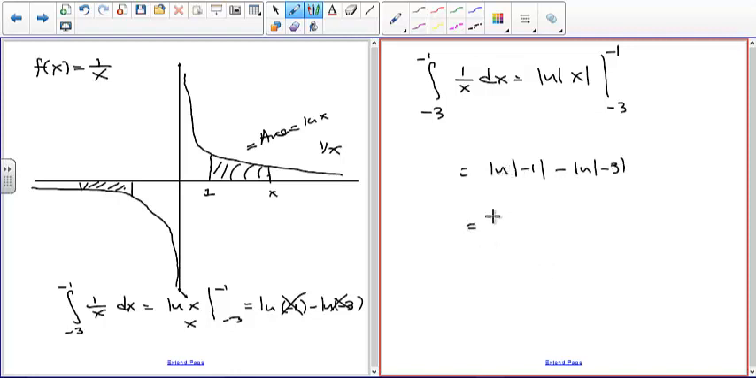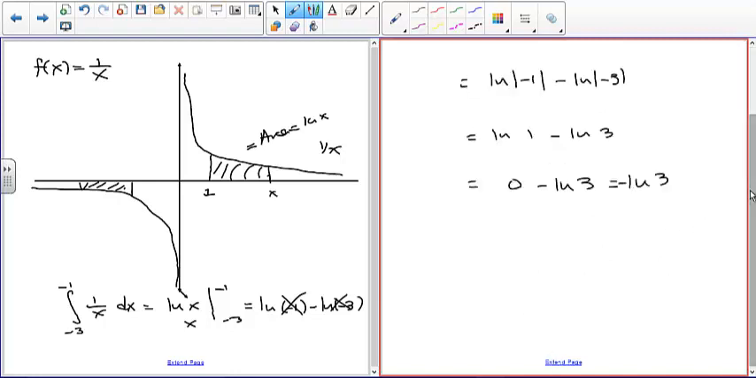The natural log, so that's the same as the natural log of 1 minus the natural log of 3, because the absolute value of a negative number is the positive version of it. The natural log of 1 is 0, and the natural log of 3 is just whatever it is. Okay, so you get the natural log of 3, or minus the natural log of 3.